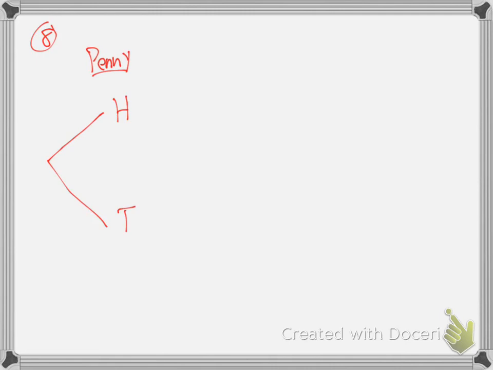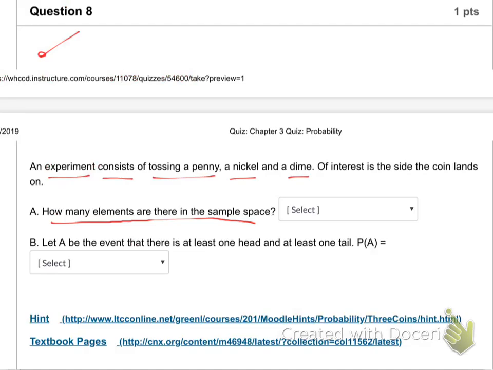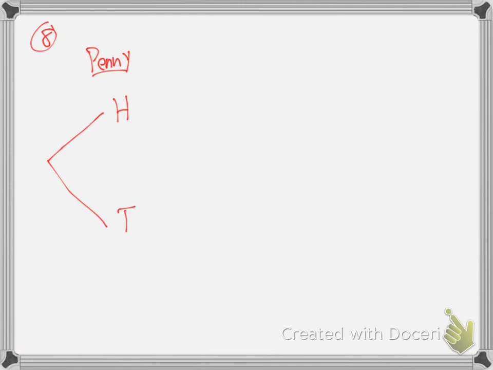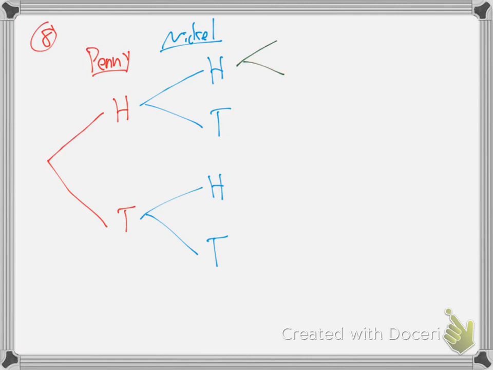The penny can be heads or tails. And then what comes next? The nickel, which is flipped next, can be heads or tails. That's the nickel there. And then third comes the dime. The dime can be heads or tails.